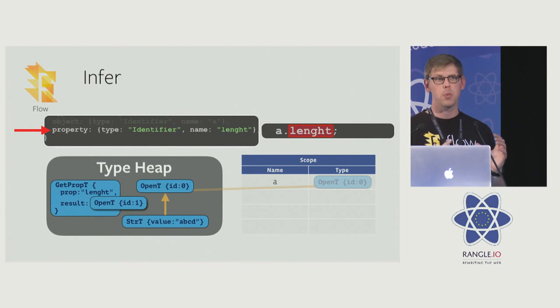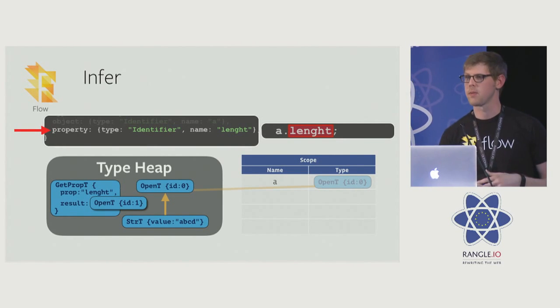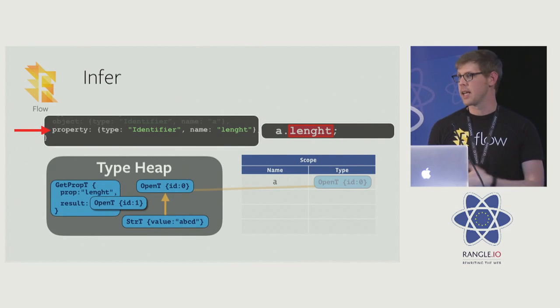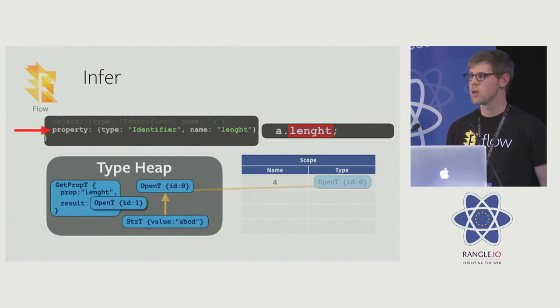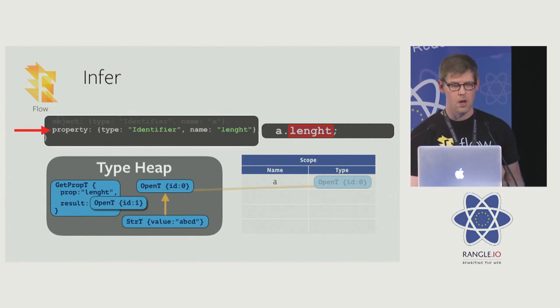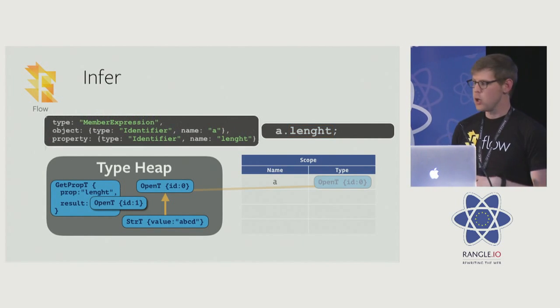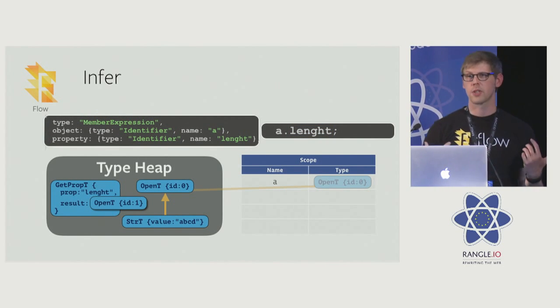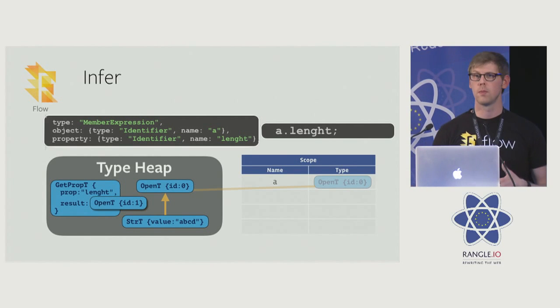Remember, OpenTs are placeholders for types we don't know yet. And we don't know the type of a.length yet. We will figure it out later. So we use an OpenT as a placeholder for that. OK, so again, we've created a new type. And now we're ready to express how it's related to A.